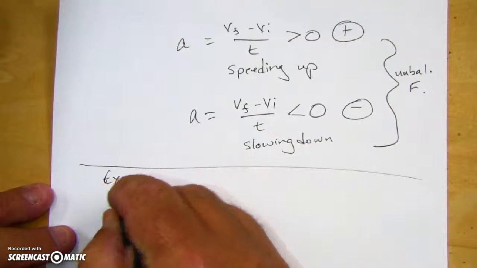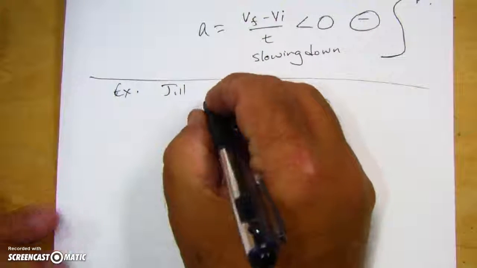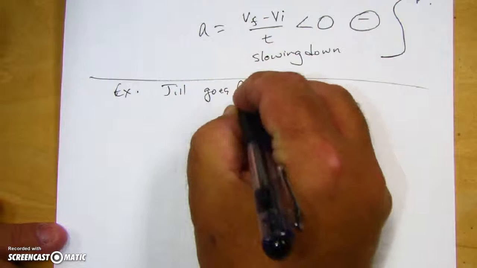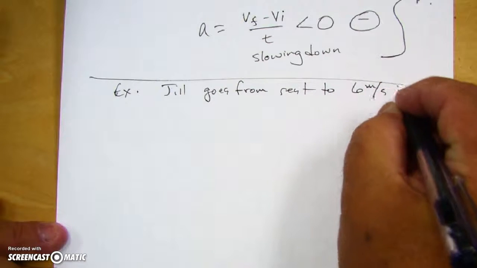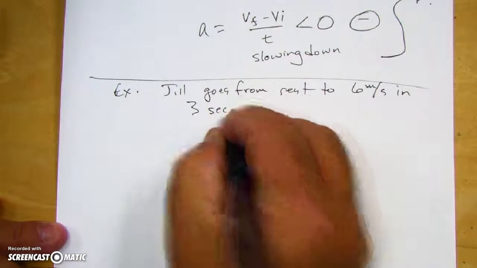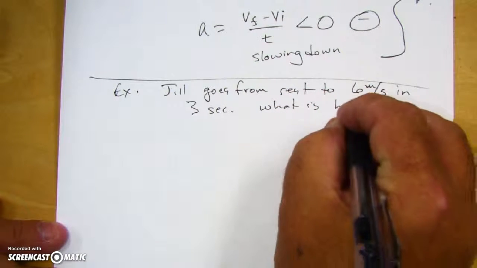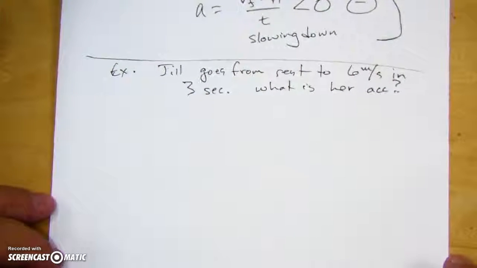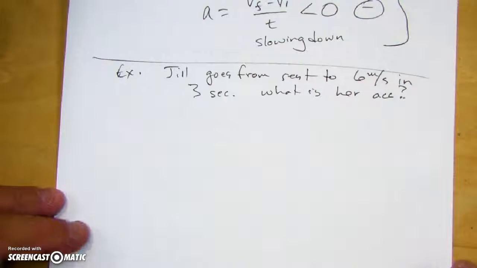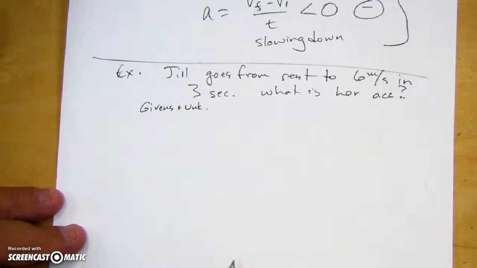Okay, let's do an example. Jill goes from rest to 6 meters per second in 3 seconds. What is her acceleration? Whenever you're doing word problems, and we'll start doing more word problems, what you want to do is write down the stuff you know. You want to make a list of your givens and your unknowns.